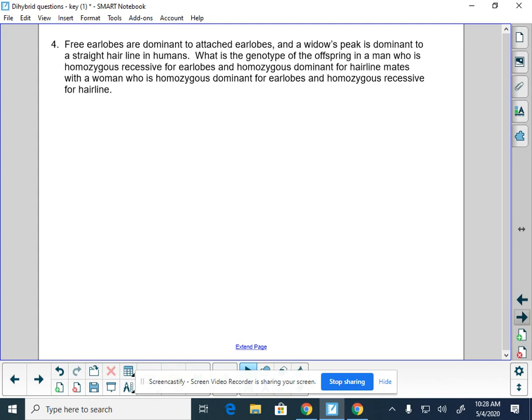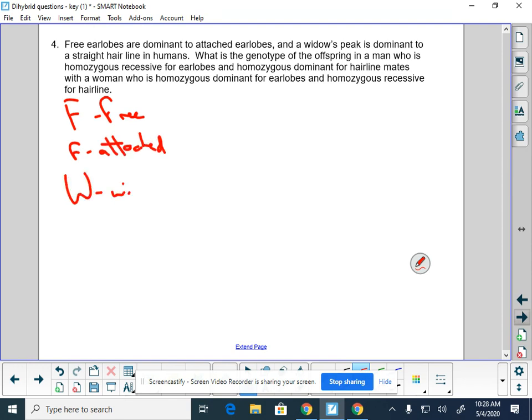Moving on to some different type of questions here. Free earlobes are dominant to attached earlobes. So big F for free because they're the dominant ones, little f for attached. Widow's peak is dominant to straight hair. Word of warning, W's are not great letters to pick because they look the same, so really make sure it's obvious in your work which is a capital letter and which is a lowercase letter.